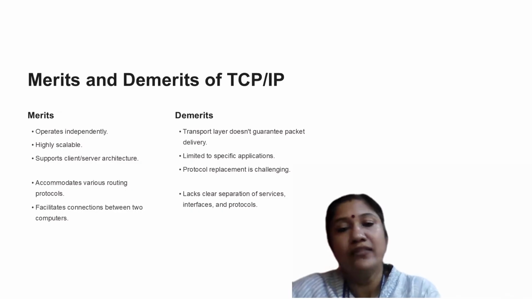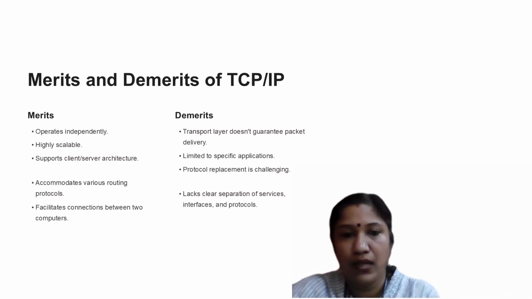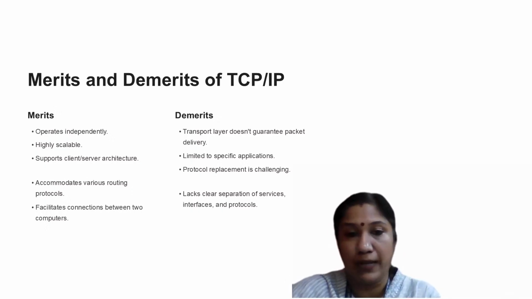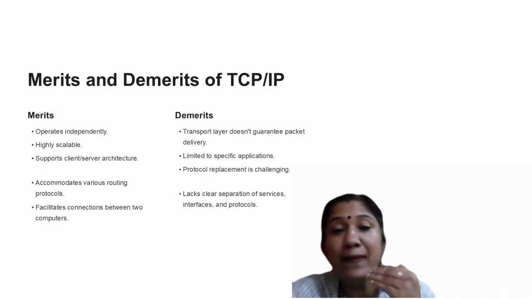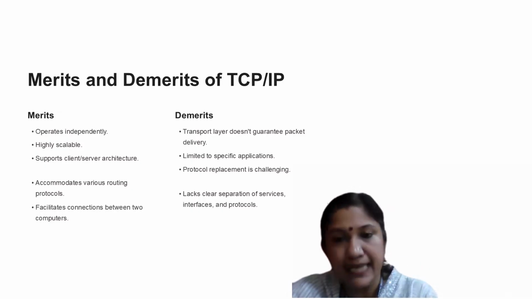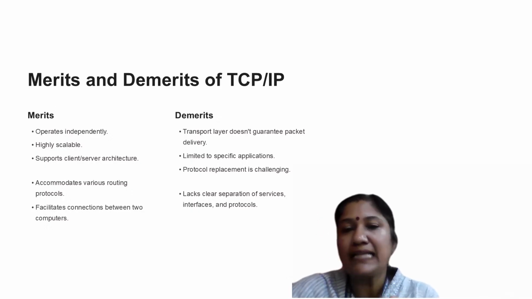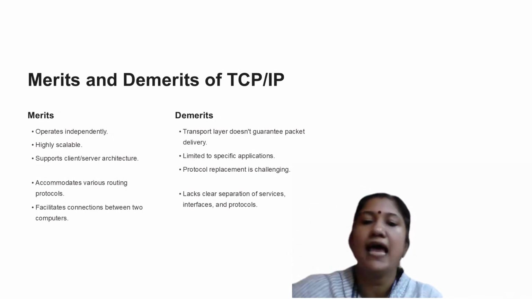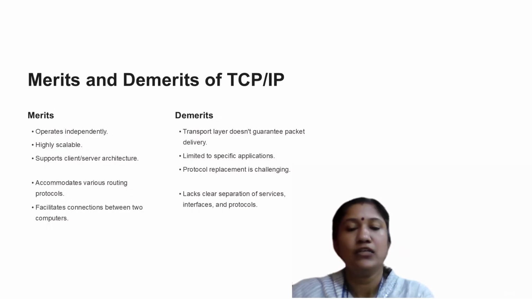And when we are thinking about the drawbacks, we can list them out. The first one is that the transport layer does not guarantee packet delivery. It is limited to specific applications only. Protocol replacement is quite challenging in this case. And it lacks clear separation between services, interfaces, and protocols.